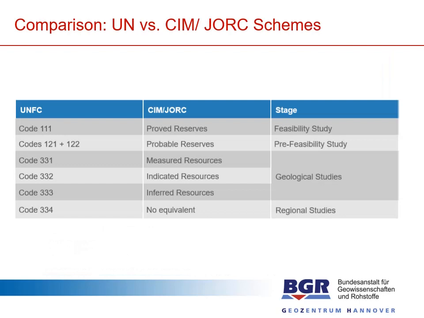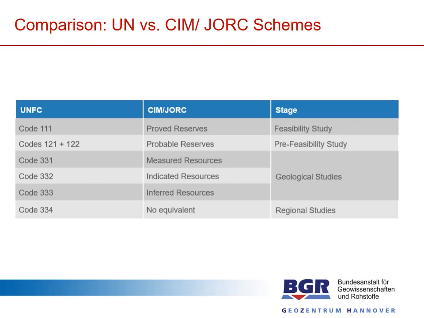Here you can also see a translation from the UN code to the Canadian and Australian standards. During the regional study, you have the UN code 334, which is not equivalent to a Canadian or Australian standard because the knowledge is not sufficient to identify something. You at least need a geological study to have a resource, and a resource, measured, indicated or inferred, has a 3 at the first number. And depending on measured, indicated or inferred, a 1, a 2 or a 3 at the last figure.